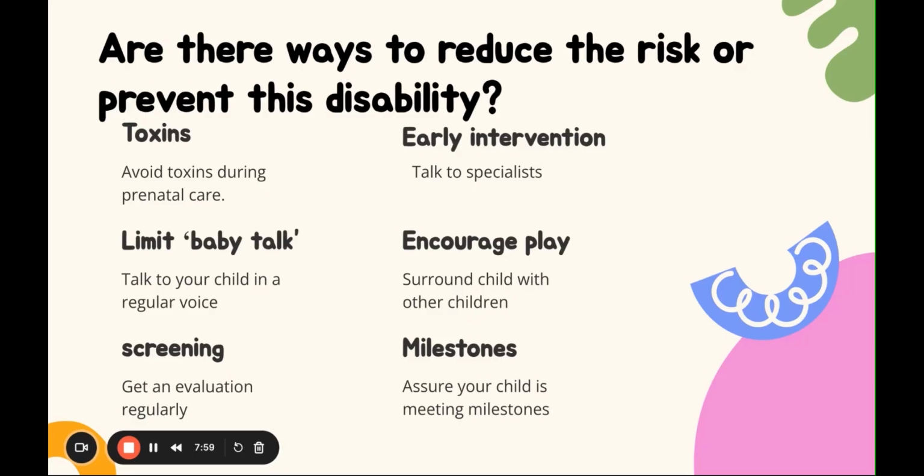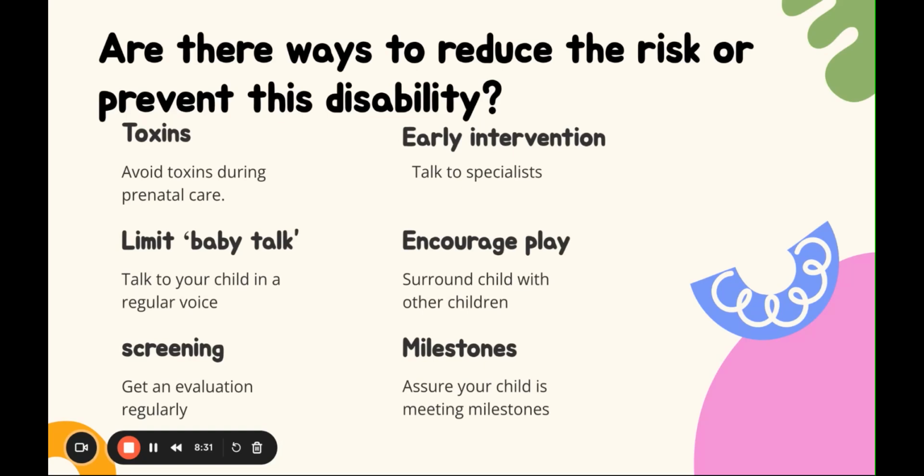Limiting baby talk. Talking to your child in a regular voice can help them sound out words and understand how they should say them. Talking in a baby voice can confuse them and not allow them to understand how to speak in a regular voice. Screening early is a very important thing. You can get screening at 9 months, 18 months, 30 months to get early intervention.